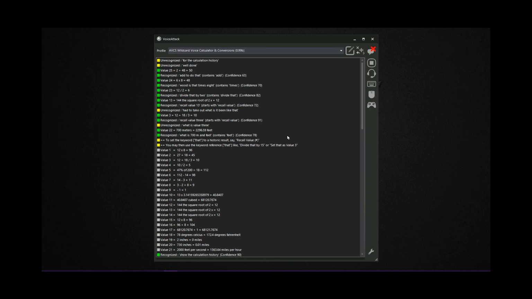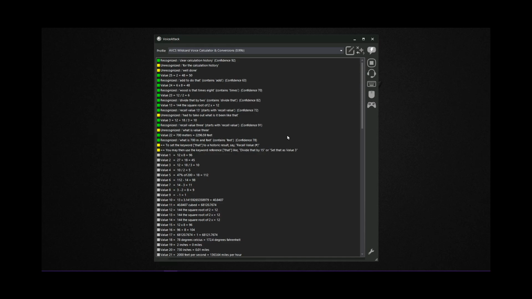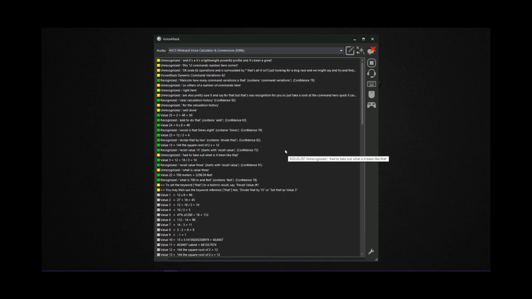Clear calculation history? Are you sure? Yes. Memory cleared. I'm also pretty sure I didn't say for the, but that's voice recognition for you. So that's my voice calculator.